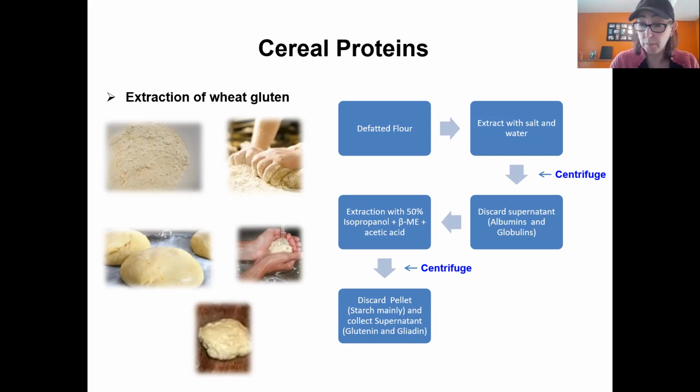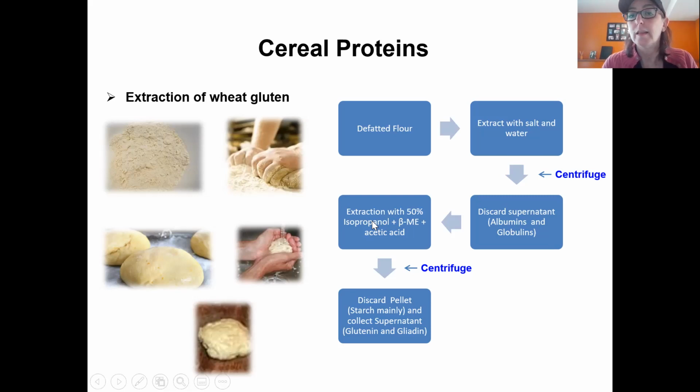So then you want to solubilize the protein. So there you add your alcohol, isopropanol, a reducing agent, and acetic acid. So now in this mixture, you're solubilizing the gliadins and you're solubilizing the glutenins. So the prolamins, basically, the low molecular weight and the high molecular weight prolamins. And you centrifuge, and the precipitate is mostly starch and fiber, and then in the supernatant are your glutenins and gliadins.